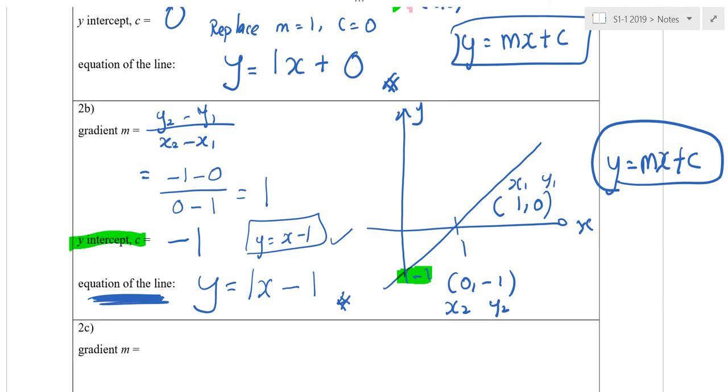Replace. Why is it minus 1? Because the y-intercept is minus 1. Because it cuts the y-axis at minus 1. Good. The plus c, the plus can be minus, doesn't matter. Because plus and minus will still give you minus. So if you put plus minus 1, it will still be minus 1.